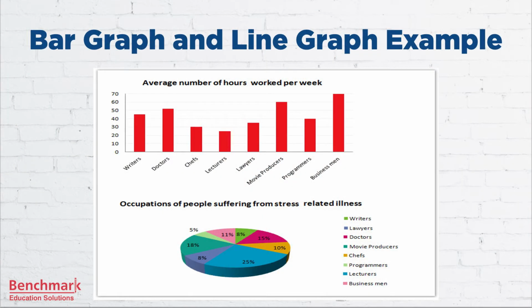This bar graph shows the average number of hours people in different professions work per week. Businessmen work the longest hours, 70 hours per week according to the graph. Movie producers work slightly less, 60 hours a week. Professions with the lightest workloads include chefs who apparently only work 30 hours a week and lecturers who do 25.